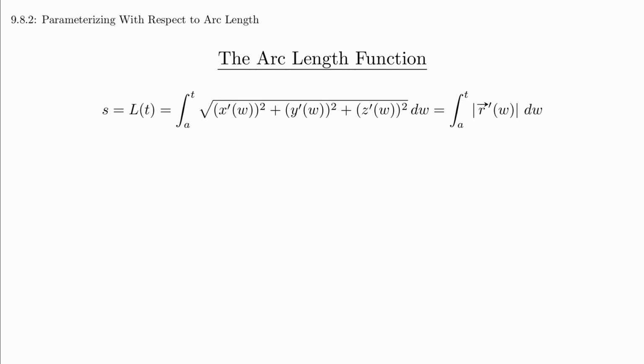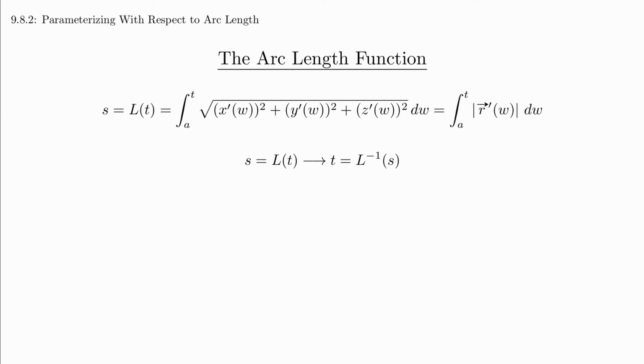The variable s is called the arc length parameter. Notice that we're using the variable w because the variables s and t have already been used up. s is the arc length parameter, and t is the upper limit of the integral. That's how things go sometimes. We just need to make sure that we're not using a symbol that has already been used for something else.